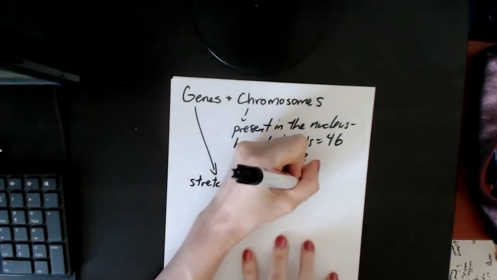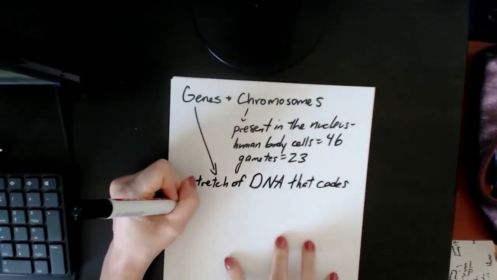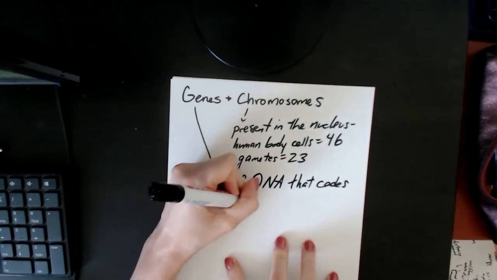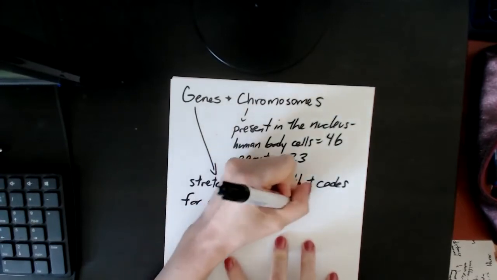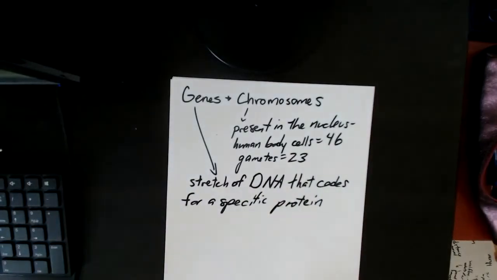A stretch of DNA that codes for a specific or particular protein. Okay, you have about 25,000 genes in your genome, and a lot of your DNA actually doesn't code for anything. It doesn't code for genes. All right.